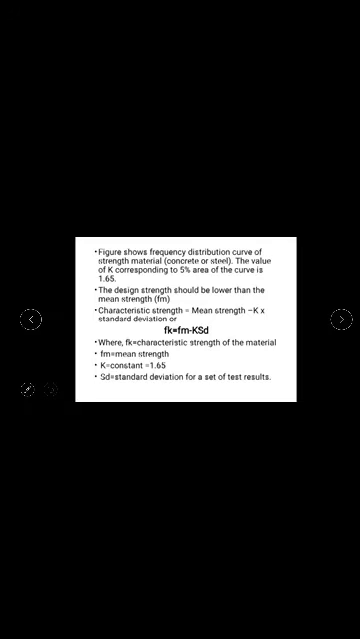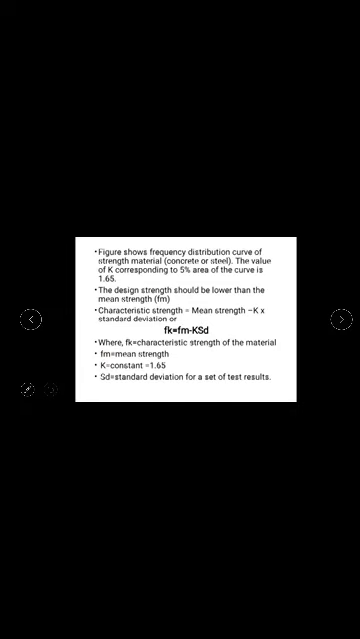So that is why the strength is decreased from the mean strength by minus k into SD, where k is the distance between the mean strength and the characteristic strength, and SD is the standard deviation. That constant k is 1.65, which you can see in the diagram. 1.65 is the difference there. So 1.65 you can see in the diagram, that is the value of k, and SD stands for the standard deviation.